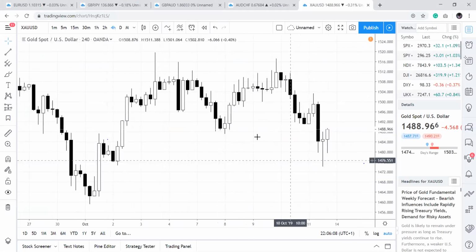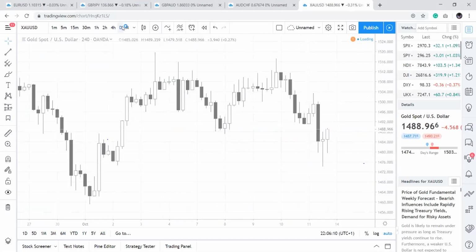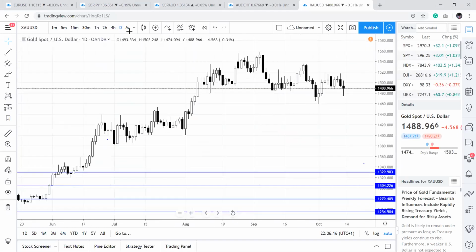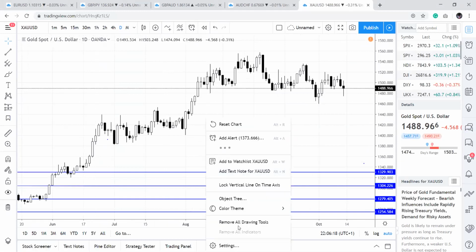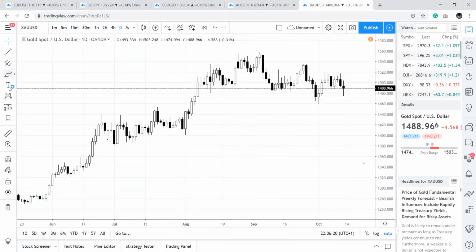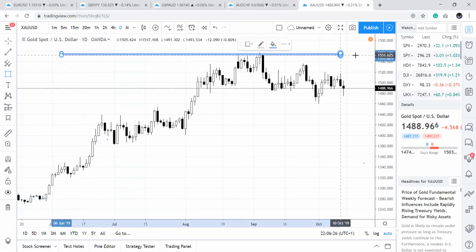Gold is expected to drop more. So look at the daily time frame. That will be the last analysis for today. Let me clear. Look at, it has gotten to the highest high. This point, that's the highest point.